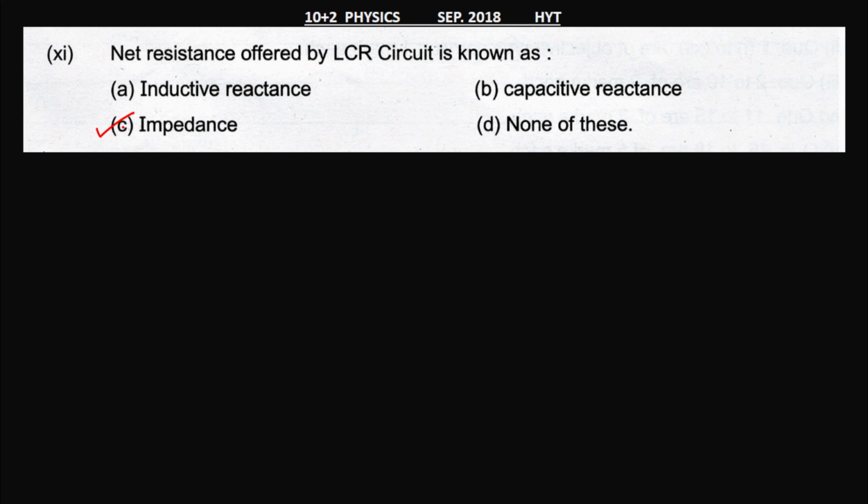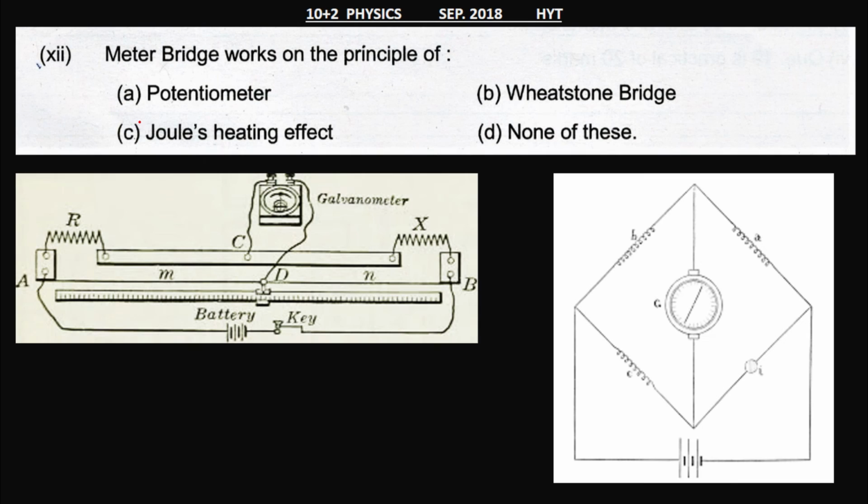Now moving to the next question and the last question of 1 mark, that is question number 12. Question number 12 says that meter bridge works on the principle of potentiometer, Wheatstone bridge, Joule's heating effect, and none of these. This is the meter bridge, and we know that meter bridge is based on Wheatstone bridge. So Wheatstone bridge is the right option. So B is the right option for question number 12.